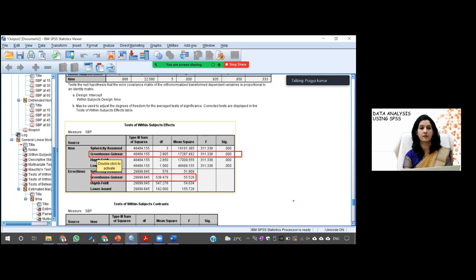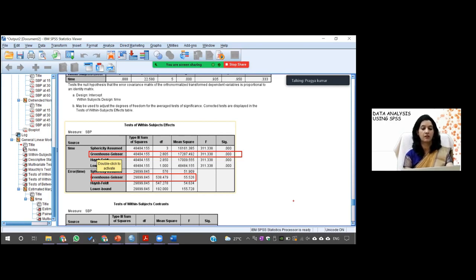When sphericity is assumed, we take the upper row. When sphericity is not assumed, you can take any one from the other three rows, like the Greenhouse-Geisser, Huynh-Feldt, or lower bound. But most commonly, the standard textbook says that you should take Greenhouse-Geisser. So that's why we take Greenhouse-Geisser.